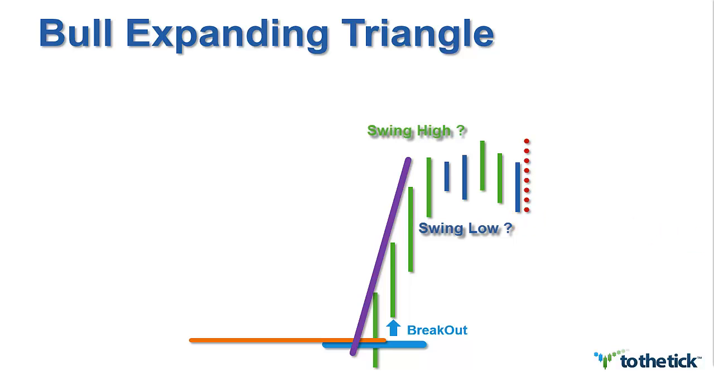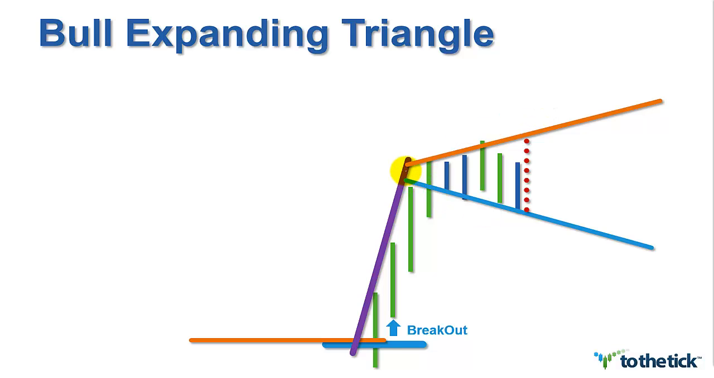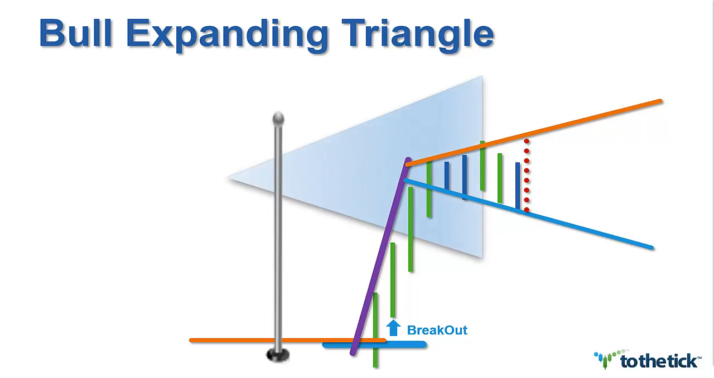We can look at a swing high of the pattern and a swing low of the pattern, and we can establish an immediate definition of support and resistance. Again, our immediate definition of resistance is the orange, and the bright blue is our support line. Notice that they are expanding away from each other. Our apex is actually back here on the pole.